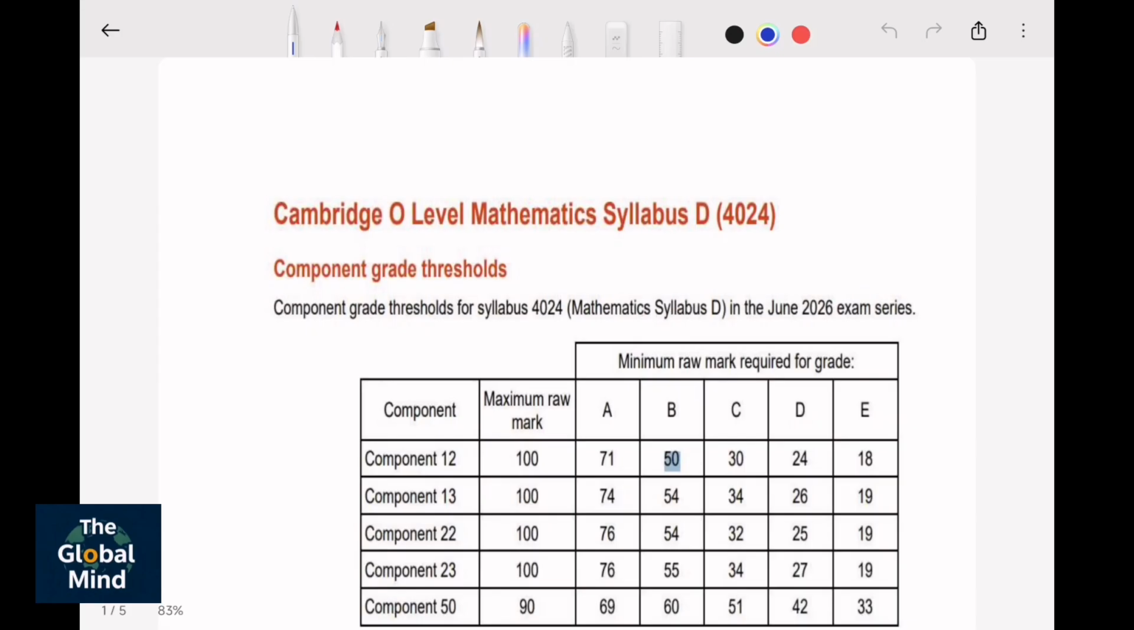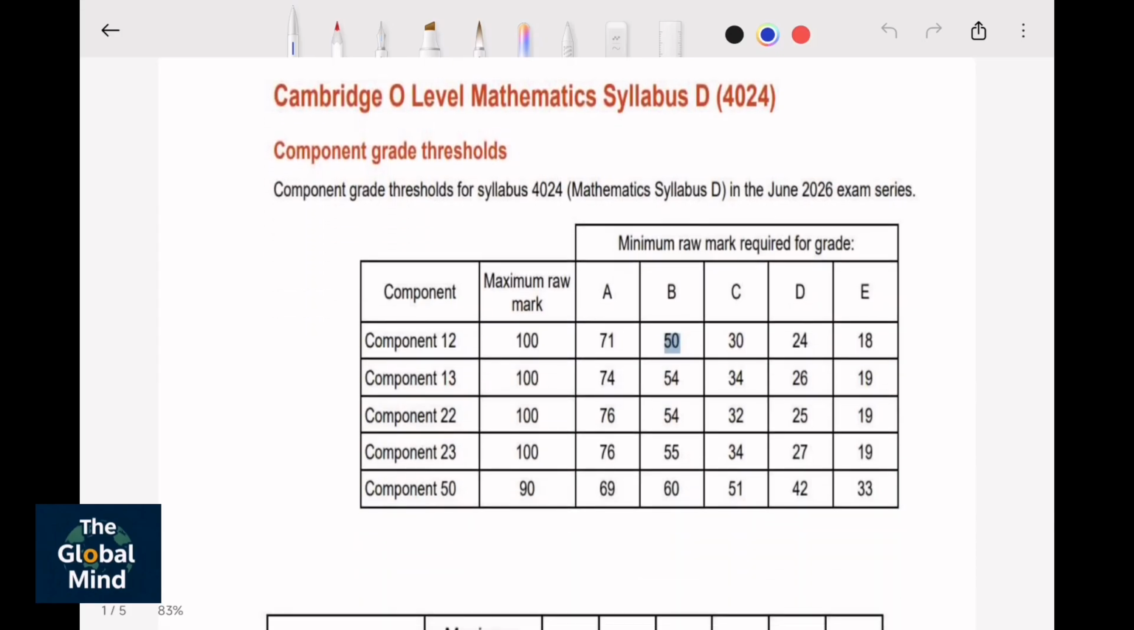So when we look at this table, you can see the thresholds for components, as students are taking different combinations. Some of the students take the combination 1 2 and 2 2, and some students take the combination of 1 3 and 2 3. So let's take the example of 1 2 and 2 2 first. For paper 1 or component 1 2, which we call, in order to get A grade, you need to have 71 marks. Getting B grade requires 50 marks, C 30, D 24, and E 18.